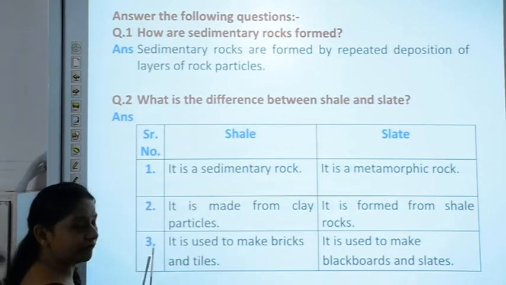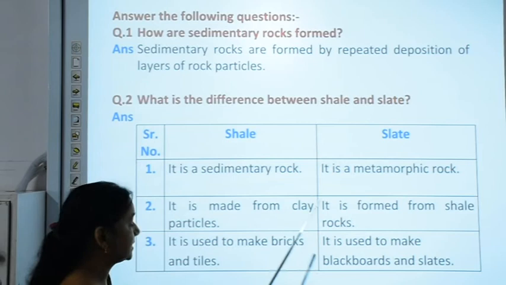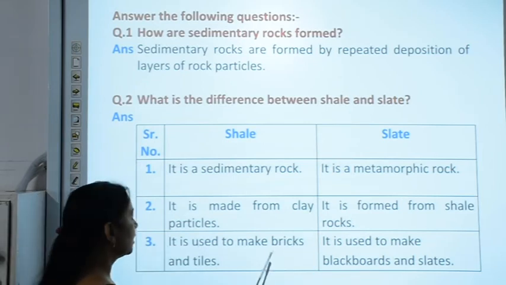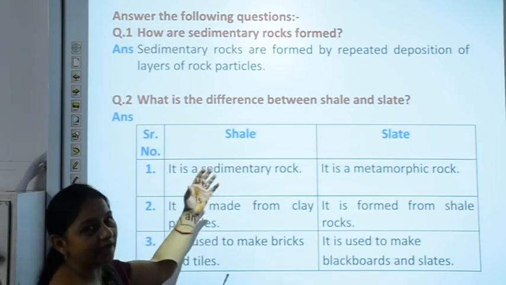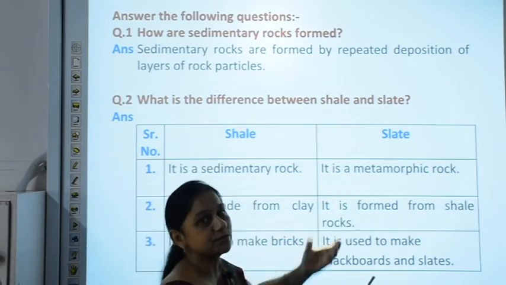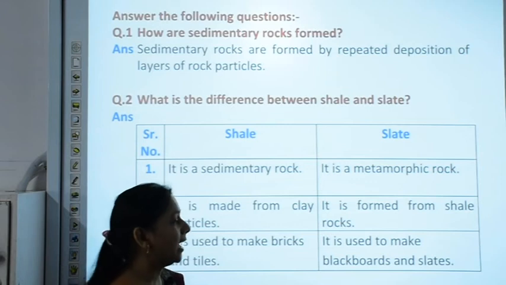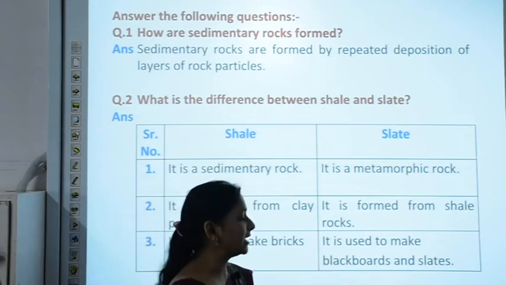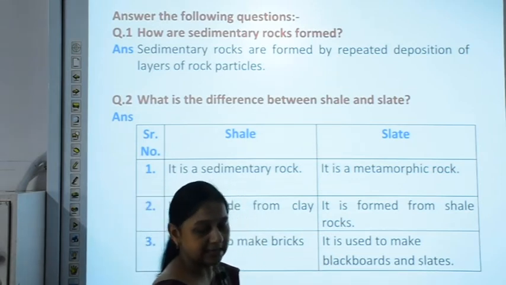Now, the third difference between shale and slate is the use. Shale is used to make bricks and tiles, whereas slate is used to make the blackboards and handheld writing boards that we generally call slates.